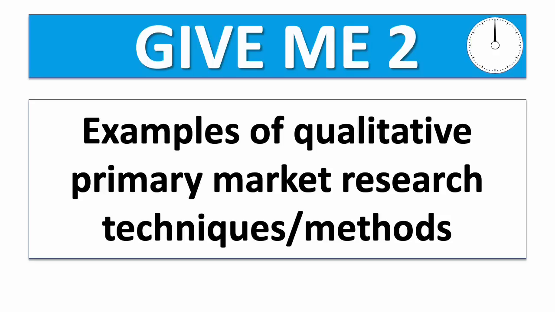We're going to complete a couple of Give Me 2 activities, and you've got 30 seconds to come up with 2 examples of qualitative primary market research techniques or methods. So the time it takes for the music to stop. Good luck.